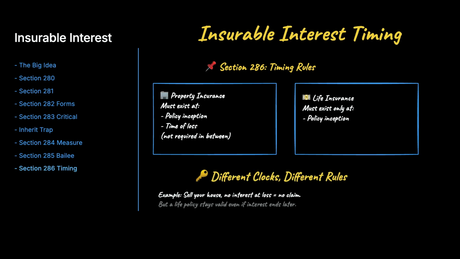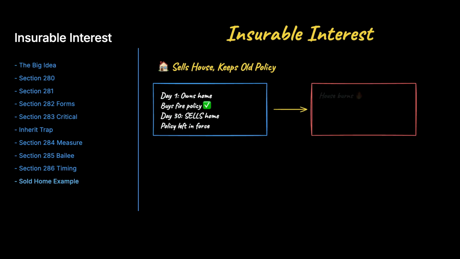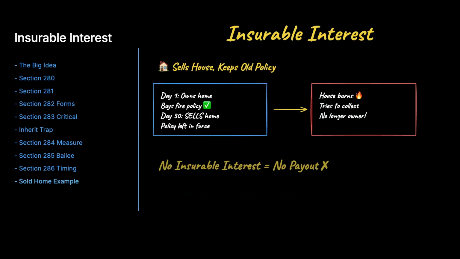For property insurance, the insurable interest must exist both when the policy takes effect and when the loss occurs, though not in between. For life insurance, it only has to exist when the policy begins. That difference appears often. Picture this. Someone insures a house, then sells it, but leaves the old policy in force. Months later, the house burns and they try to collect.